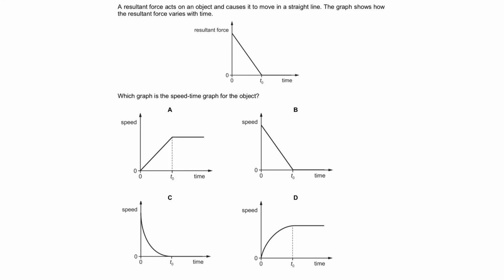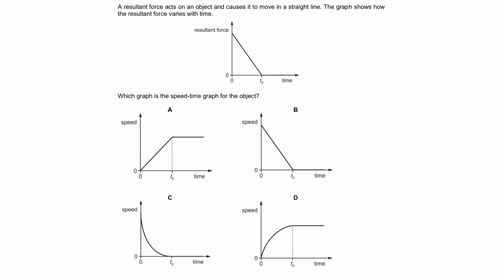This question is on kinematics and dynamics. You are given a resultant time graph. Okay, that's not common, but a resultant time graph. And the resultant force on an object that causes it to move in a straight line. The graph here shows how it varies with time. Which graph is the speed time graph for the object?